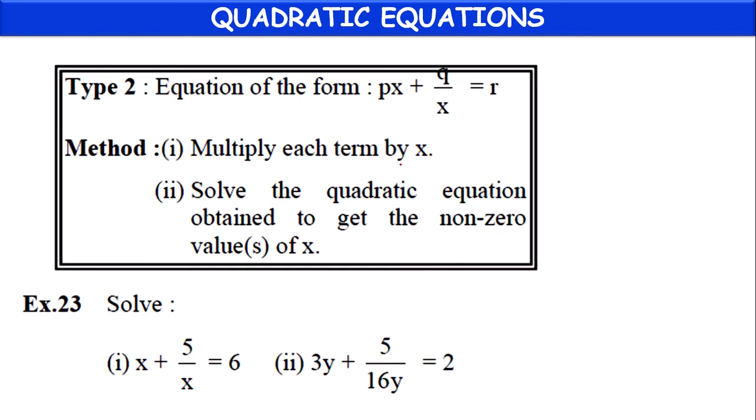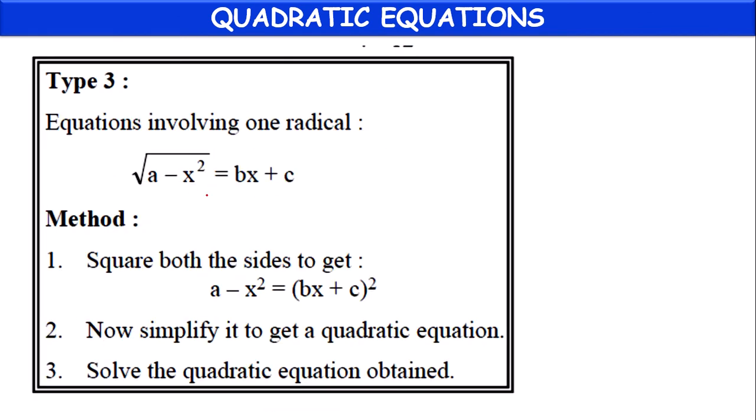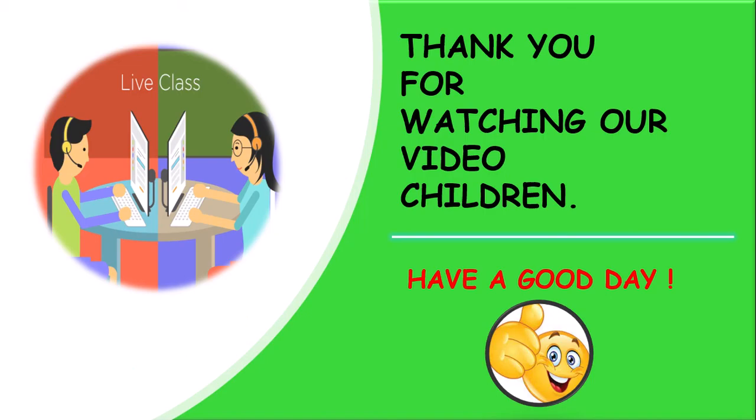That is type 1. In type 2, if we have 1 by x, to remove that we can multiply all the terms with x and turn it into a quadratic equation and solve the equation so obtained. In type 3, if there is any radical involved, by squaring on both sides we can remove that radical sign and convert it into a normal quadratic equation and solve the problem.